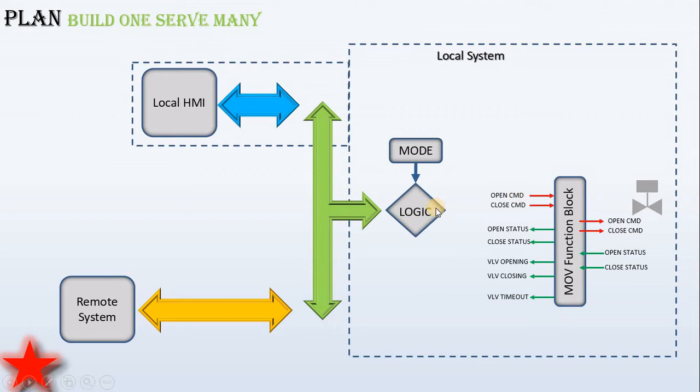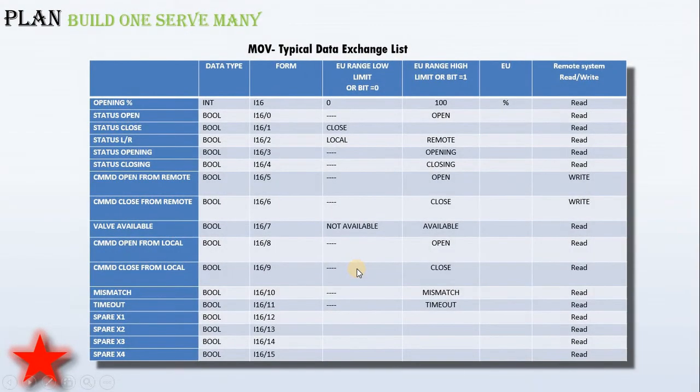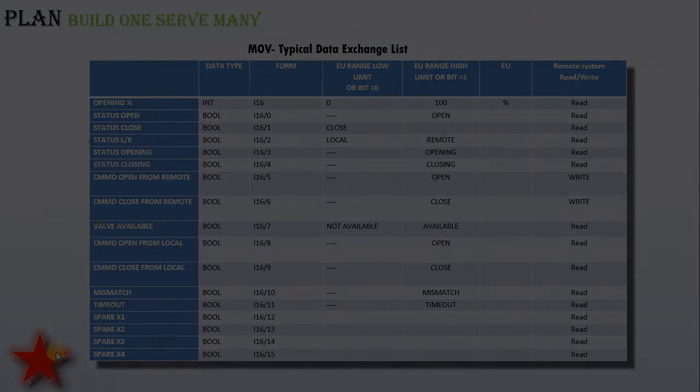And based on whether you are in local or remote mode, the open and close command actually comes from the local HMI or the local logic, or it comes from a command from your remote system. So your logic will define where this data comes from, and at all times the display will go to both systems at the same time. So once you understand what's going on, you build the table which is required to operate one MOV. We agree on the data, and then we go ahead and build our system.